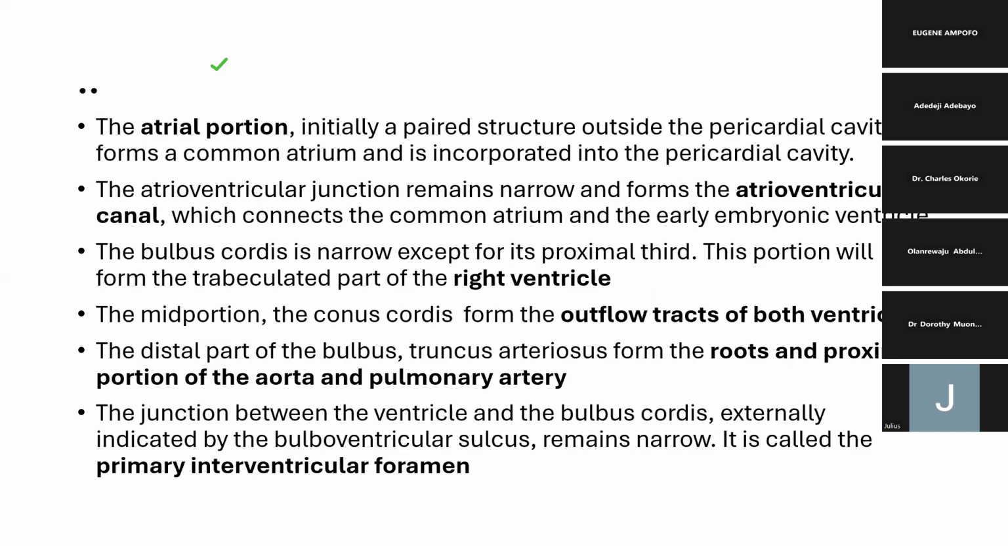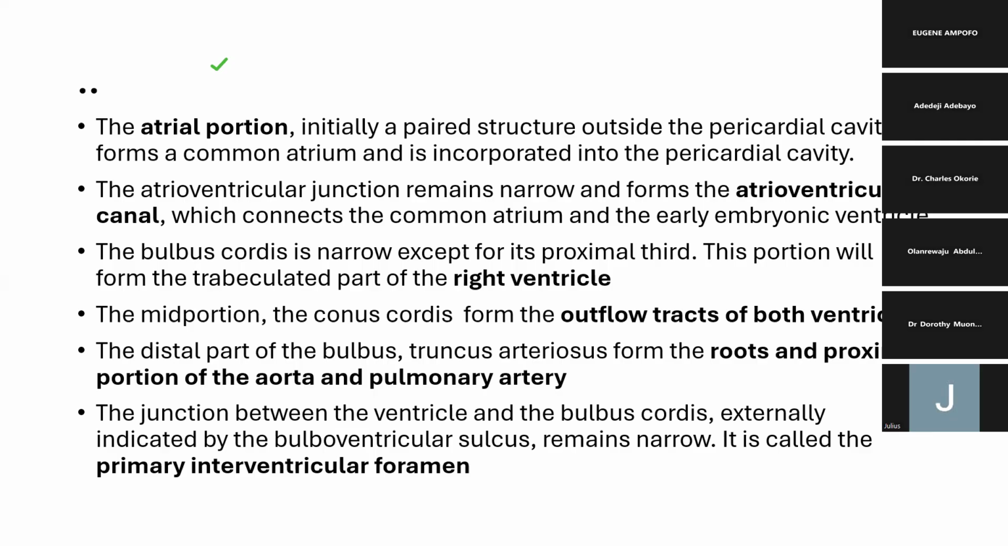The atrial portion, which initially is a paired structure outside the pericardial cavity, forms a common atrium and is incorporated into the pericardial cavity. The atrioventricular junction remains narrow and forms the atrioventricular canal, which connects the common atrium and the early embryonic ventricle. The bulbus cordis is narrow except for its proximal third. This portion will form the trabeculated part of the right ventricle.